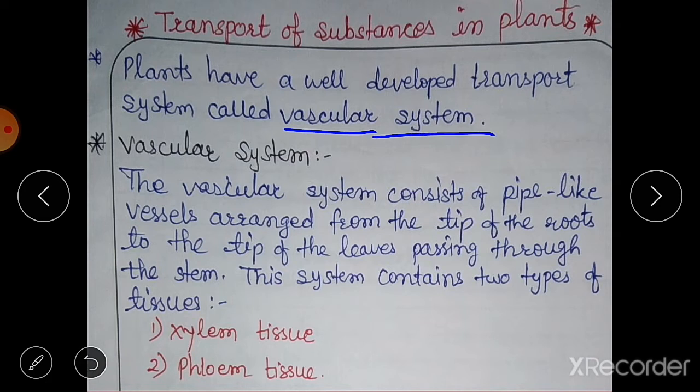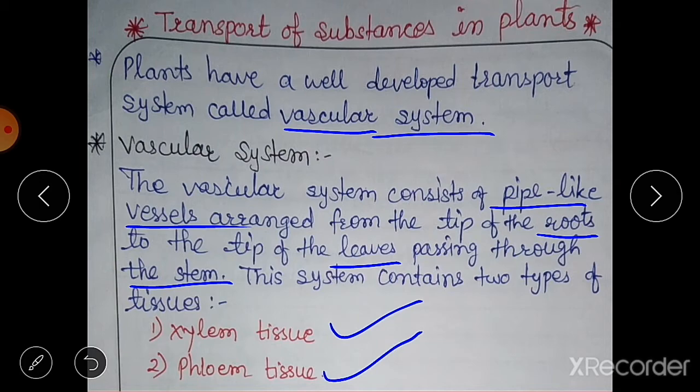The vascular system consists of pipe like vessels. These pipe like vessels are arranged from the tip of the roots to the tip of the leaves. From roots to the leaves, this vascular system is there. Passing through the stem, the vascular tissues are present in the stem also. This system contains two types of tissue, that is xylem tissue and phloem tissue. So we will read about them one by one.